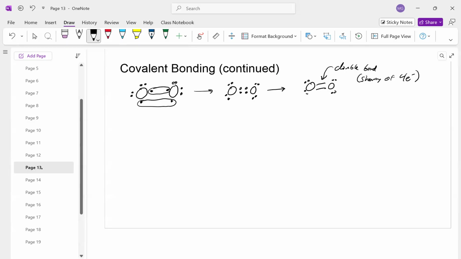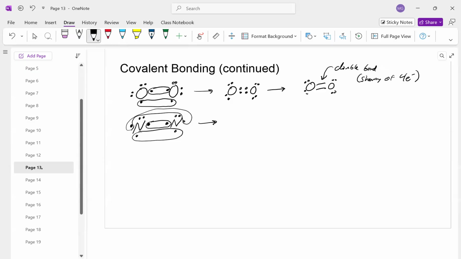Now let's look at one more diatomic element, and that's nitrogen. Nitrogen has 5 valence electrons. So I'm just drawing each of the two nitrogens with its 5 valence electrons. And again, I'm going to go through and see how much I can share because both of them are 3 electrons short. So I can share one pair, still not happy. I'll share a second pair, not happy there, not quite yet. And I'll share one more pair.